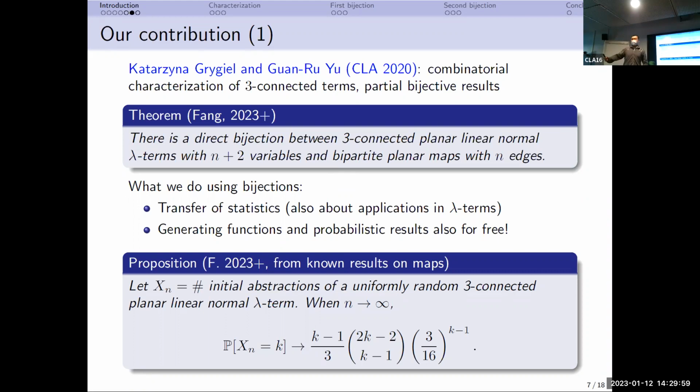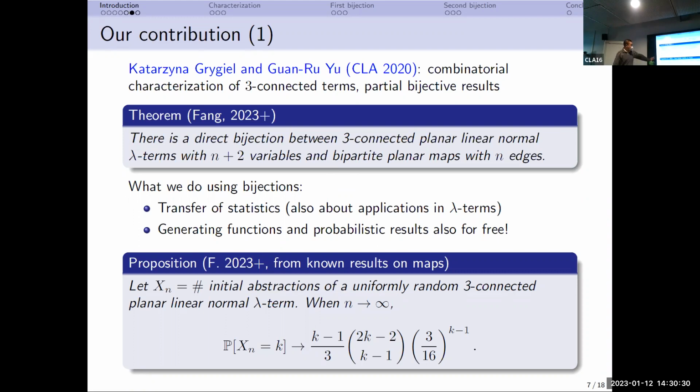these statistics. And then, because it's in bijection, it's the same as the generating function for maps, which we know too well. And then, because we have already done a lot of research on planar maps, we even have some probabilistic results that can be transferred to these free connected lambda terms, just using a bijection without any effort.